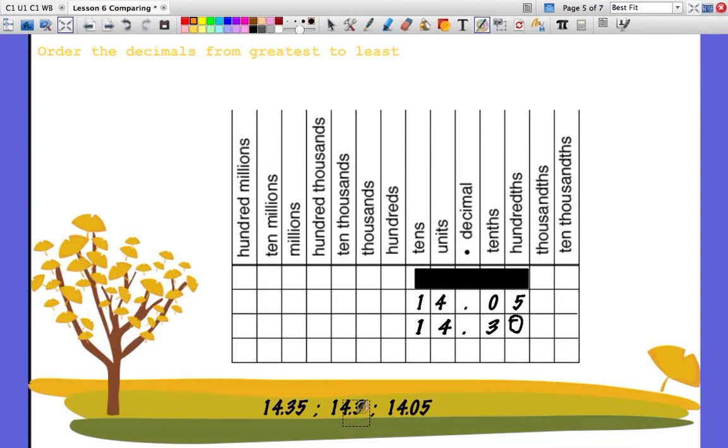Again, notice this number, even though it's shorter than this number, was actually bigger. So make sure to take your time, line up your decimals, okay, and use your place values to determine greatest to least, or least to greatest.